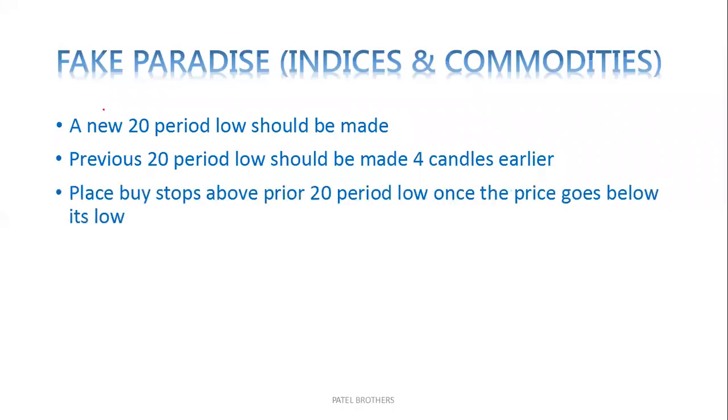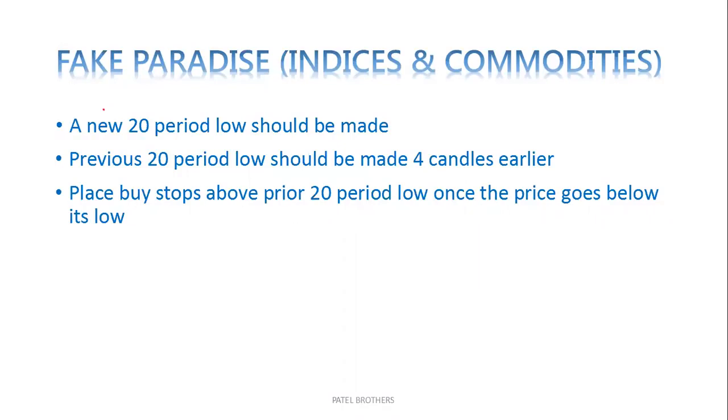Once we have identified this and both conditions are met, what we will do is, when we get a new 20 period low, we will immediately place a buy stop order above the previous 20 period low.